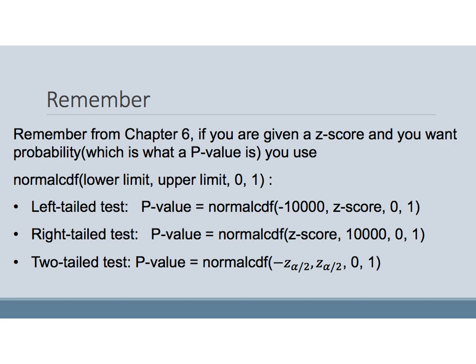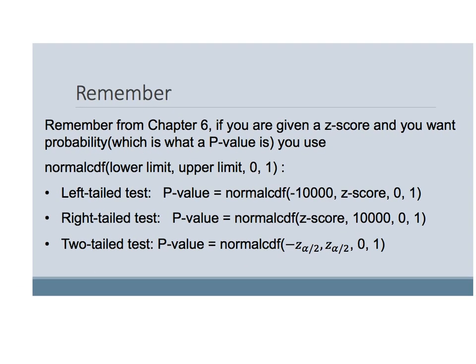And then you can also go back the other way. If you know your z-score, you can find your probability or your p-value by using normal CDF. If it's left-tailed, that means you're down there at the lower end of the curve, so you do negative 10,000 to the z, 0, 1. If it's right-tailed, you're on the upper end of the curve, so you do z-score, 10,000, 0, 1. If it's two-tailed, you're in between, and you're wanting that in-between value, so you do the negative z, the positive z, and the 0, 1.